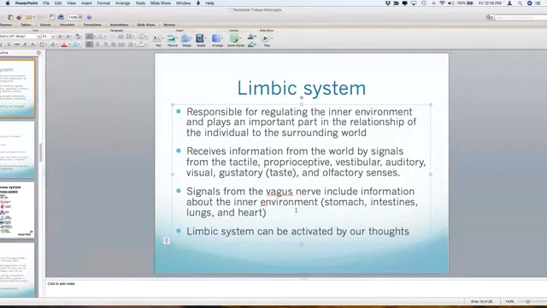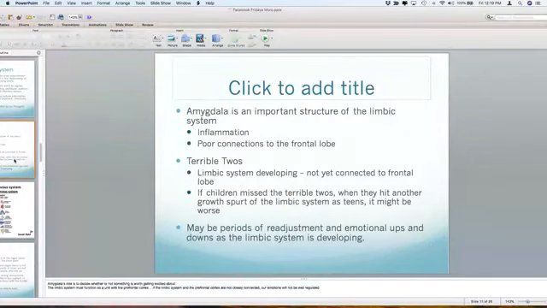For example, the stomach and the intestines, the lung and the heart. The limbic system can be activated even by our thoughts. So it's not just the actual physical stimulus from the outside or even from the inside, but our thoughts. When we remember something, we can get sad, or we can be happy. So the amygdala is an important structure of the limbic system.